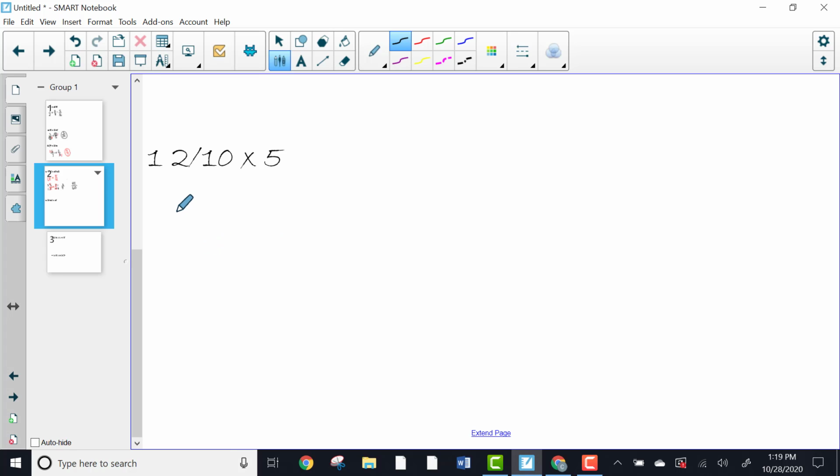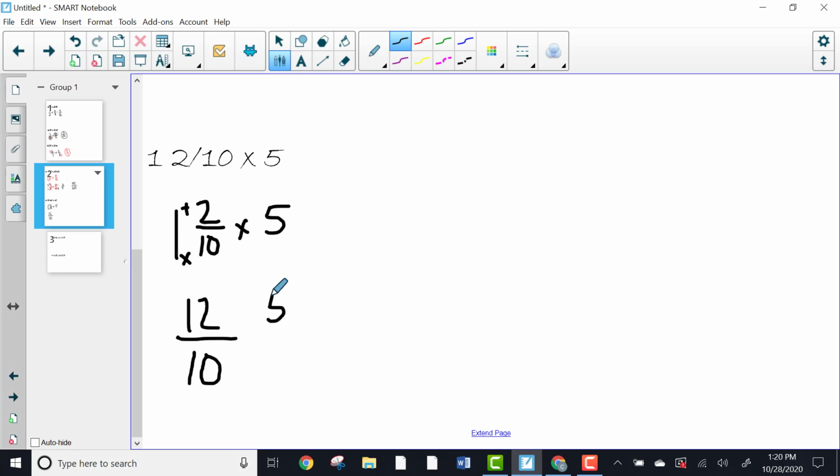So next one, 1 2/10 times 5. What we'll have to do is change this mixed number to an improper fraction. That's going to give me 12 over 10. And then times 5, we're just going to make this 5 over 1. I am not going to cross simplify, even though I can. I'm just going to show you how this will work.